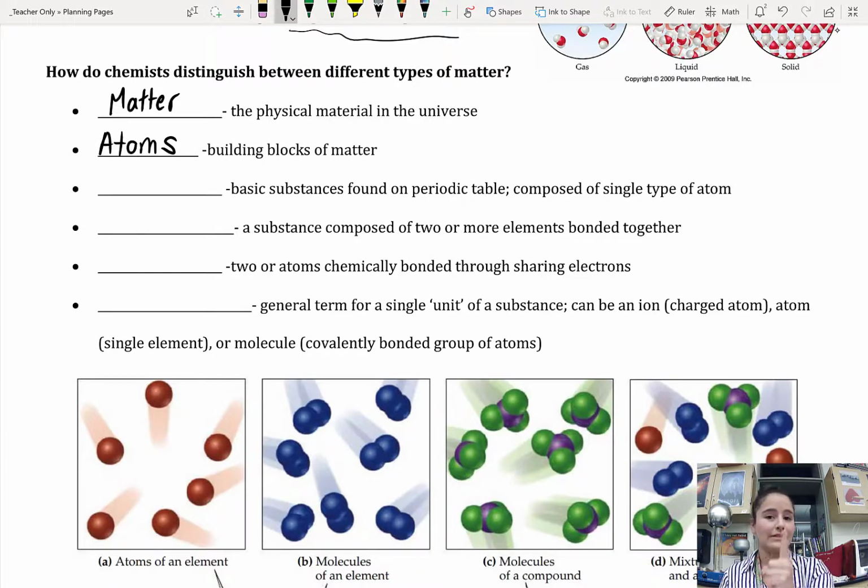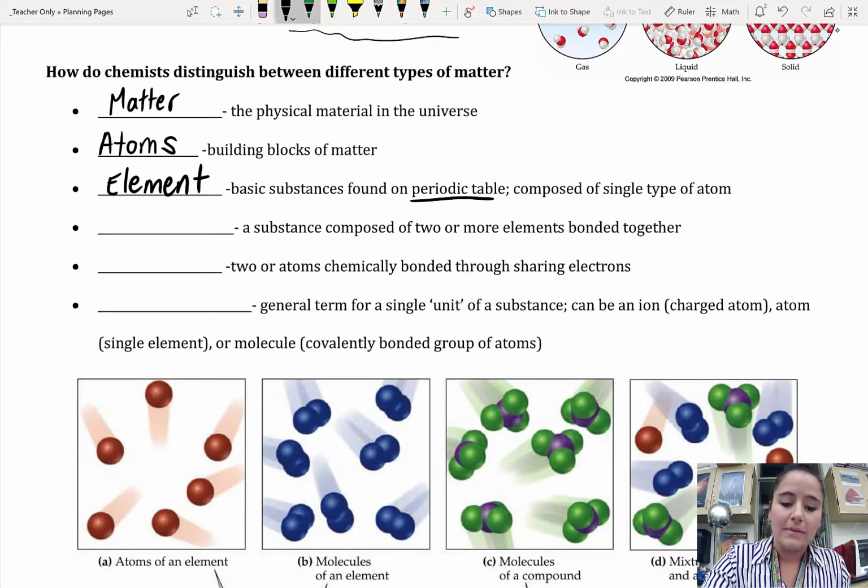Now, if you have only one type of atom, for example, say in this sample, I don't have anything available, but in this sample, all of the atoms are the same. They all contain 6 protons in them. Then you have a sample of carbon, and that is an element. Okay? If it's not found on the periodic table, it's not an element. Okay? Composed of a single type of atom.